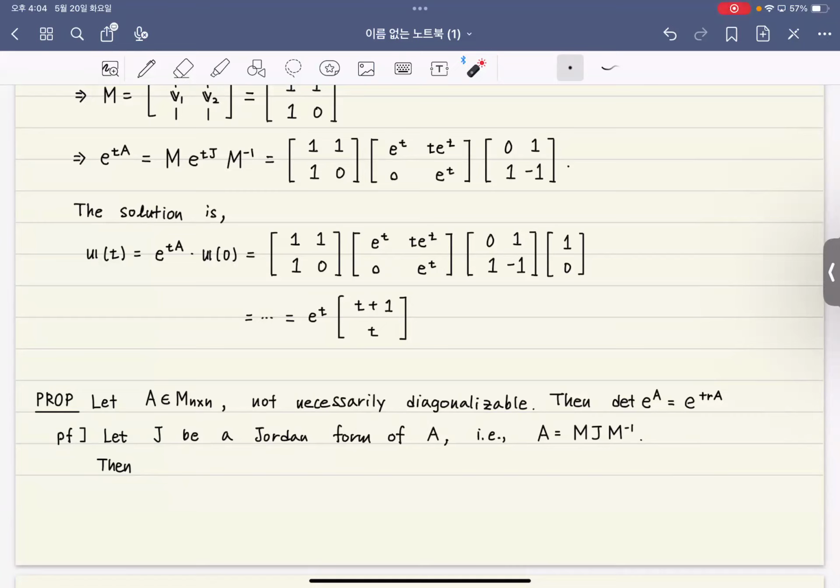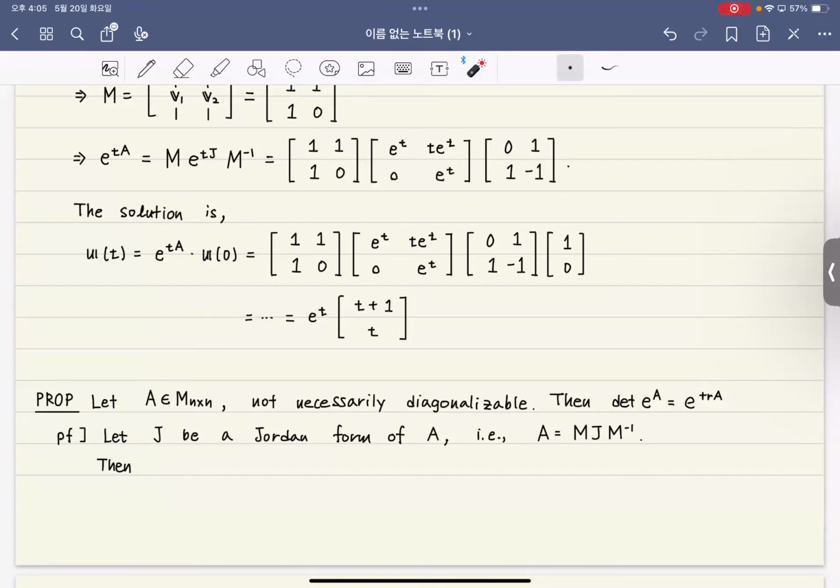I believe I have proved very similar propositions maybe a couple of lectures ago, but that proposition was about the case when A allows a diagonalization, right? So the proposition was like, if A allows diagonalization, then the determinant of the matrix exponential is the exponential of the trace of A. But this time around, we are actually dropping the condition that A allows diagonalization. So that means this very nice equality is even true when your matrix A is not diagonalizable. Okay?